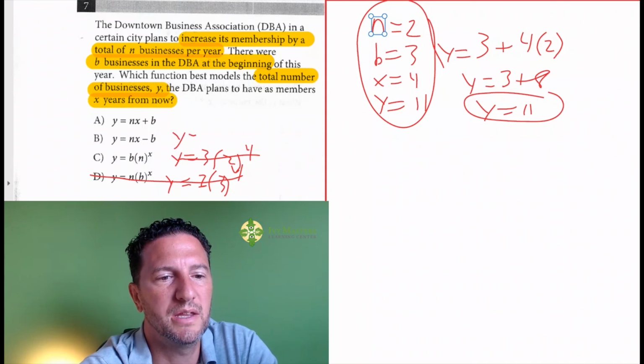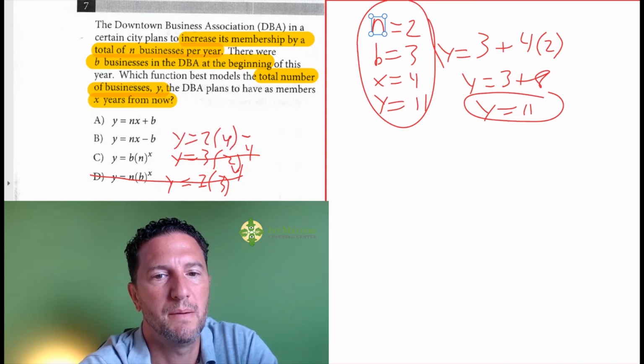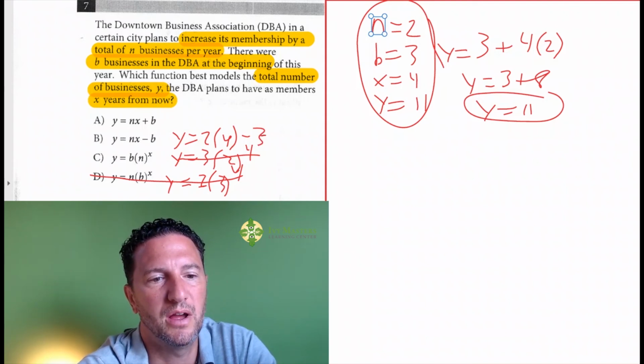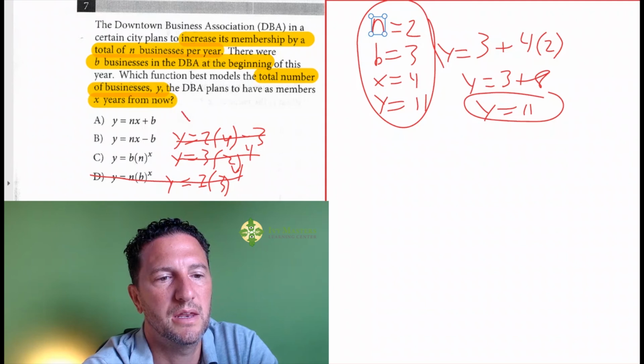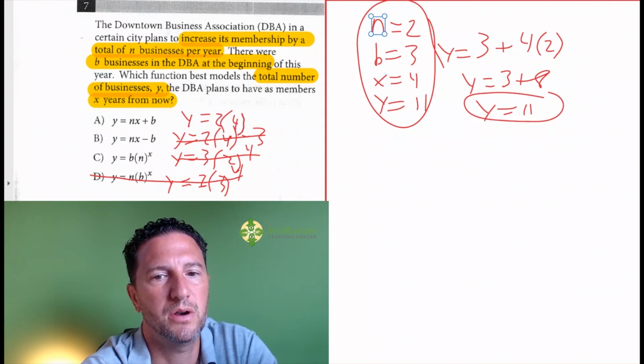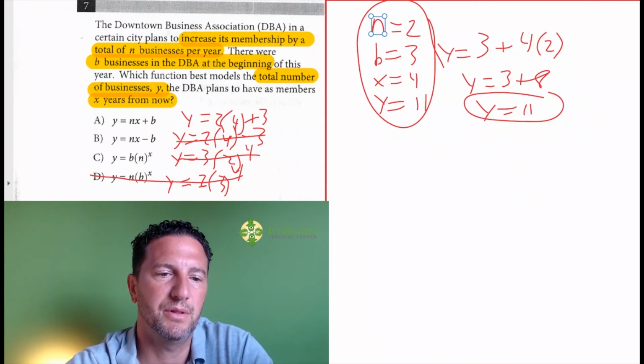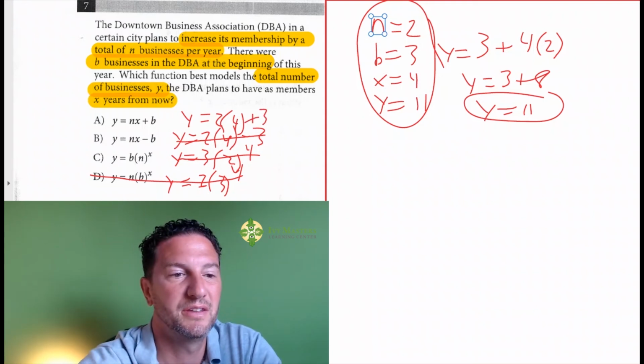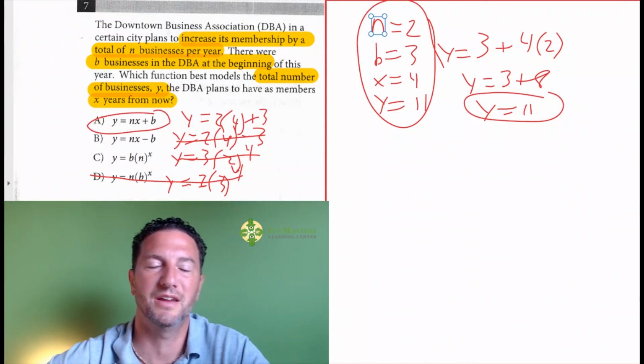If you add y equals n, which is 2, in place of x you put 4, minus b, which is, your b is 3, then you get 8 minus 3, 5. Now we want more than that. And in answer choice A, you've got y equals 2, in place of x you put 4, in place of b you put 3, and you've got 8 plus 3, which is 11. So once again, A is your correct answer.